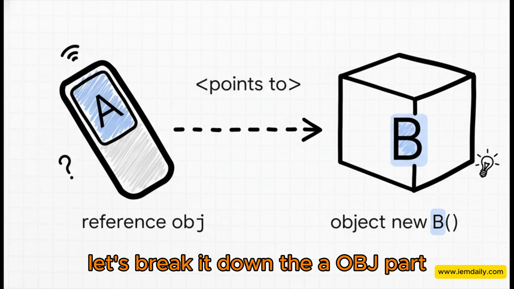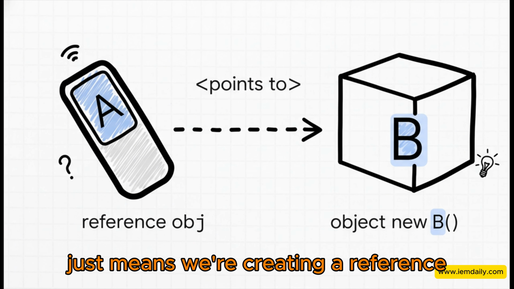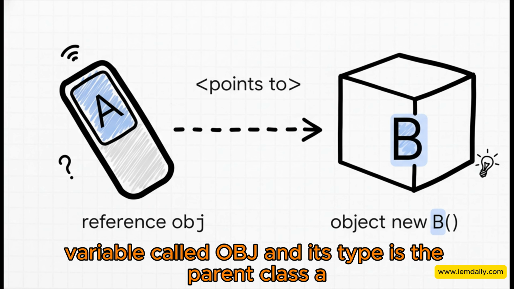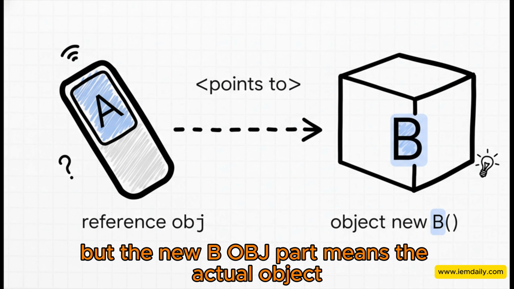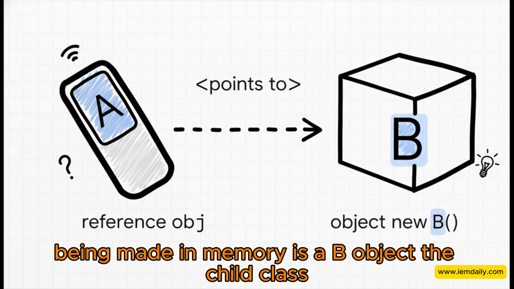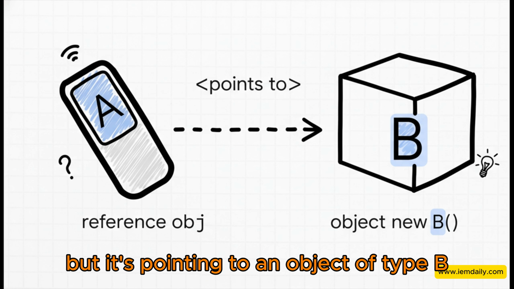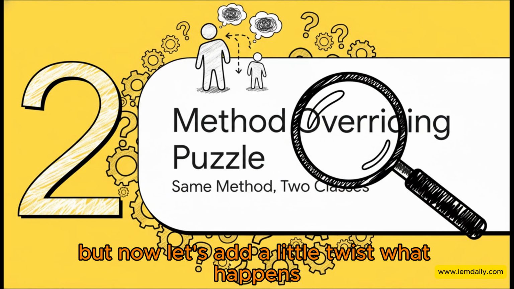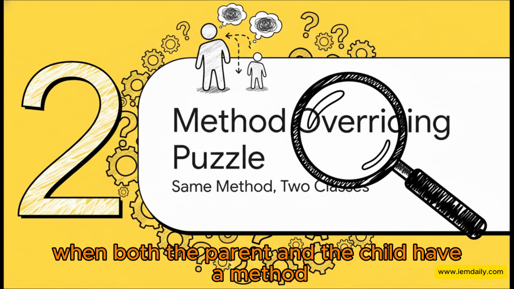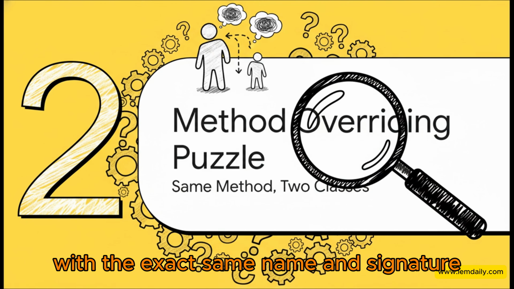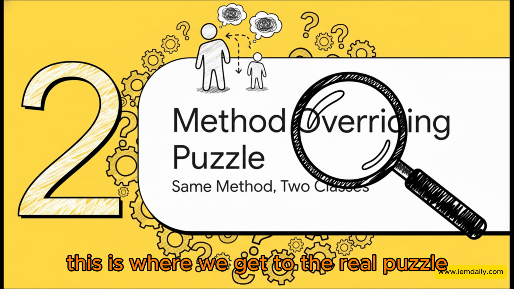Let's break it down. The A obj part just means we're creating a reference variable called obj, and its type is the parent class A. But the new B() part means the actual object being made in memory is a B object, the child class. So you've got a reference of type A, but it's pointing to an object of type B. All right, that's pretty cool on its own, but now let's add a little twist. What happens when both the parent and the child have a method with the exact same name and signature? This is where we get to the real puzzle.